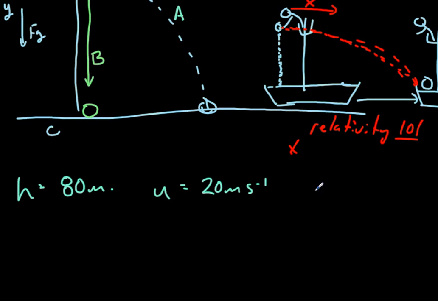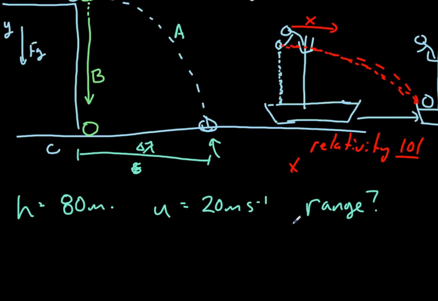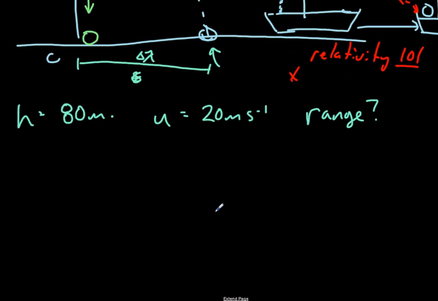What I want to know is what is the range of this blue object? And what's range? Well, range is just how far it flies. If you want, let's call it delta x. It's range delta x away from the cliff base. How are we going to sort that out? What's the best way to go about doing this?